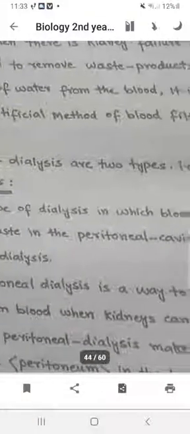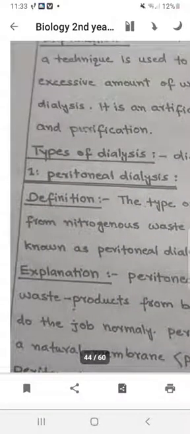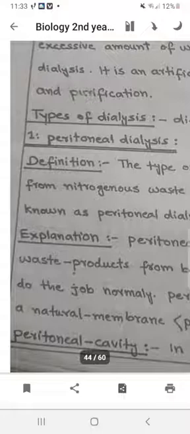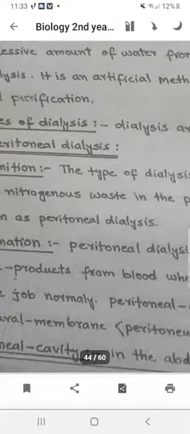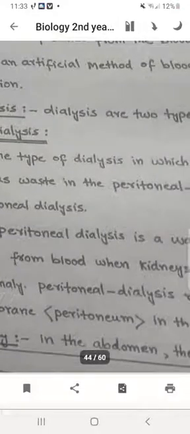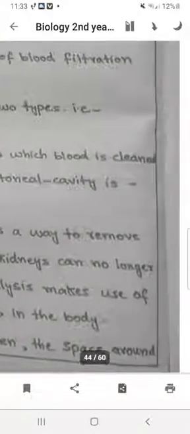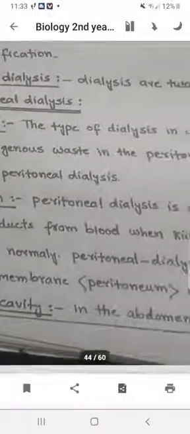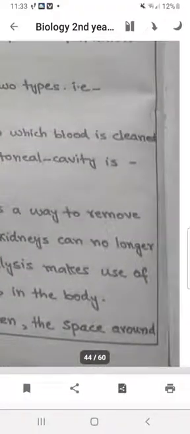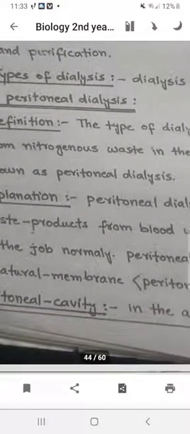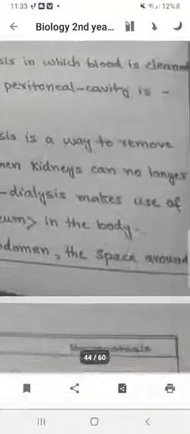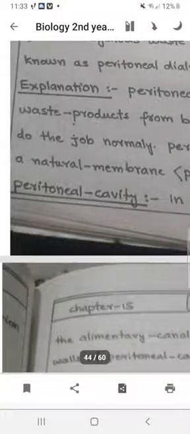Types of dialysis. Dialysis is of two types. First, peritoneal dialysis. Definition. The type of dialysis in which blood is cleaned from nitrogenous waste in the peritoneal cavity is known as peritoneal dialysis. Explanation. Peritoneal dialysis is a way to remove waste product from blood when kidneys can no longer do the job normally. Peritoneal dialysis makes use of a natural membrane, the peritoneum, in the body.